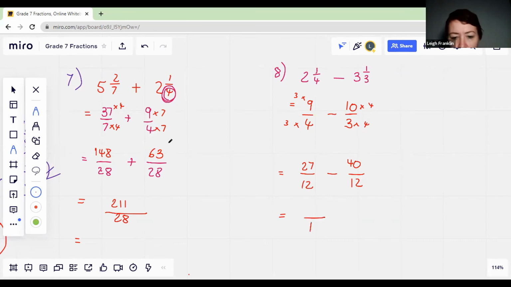So we're going to keep the 12. And now we've got to say 27 minus 40. What number would we end up with then? -13. Indeed. Well done. Good job.